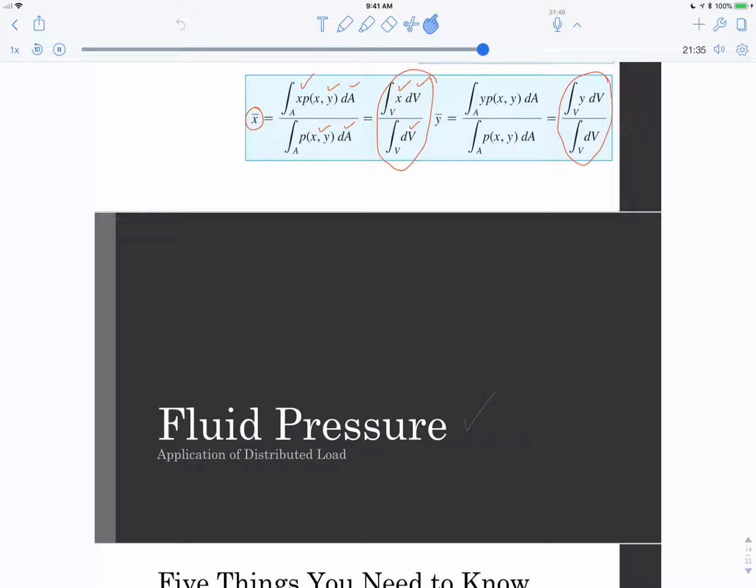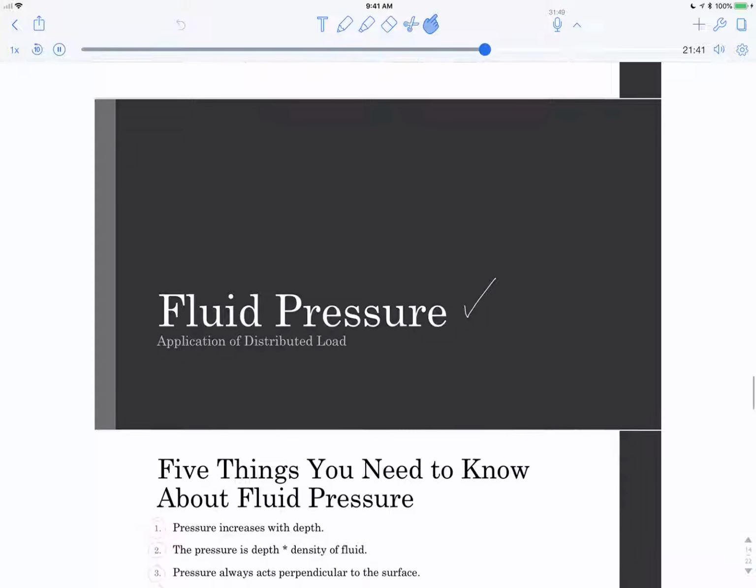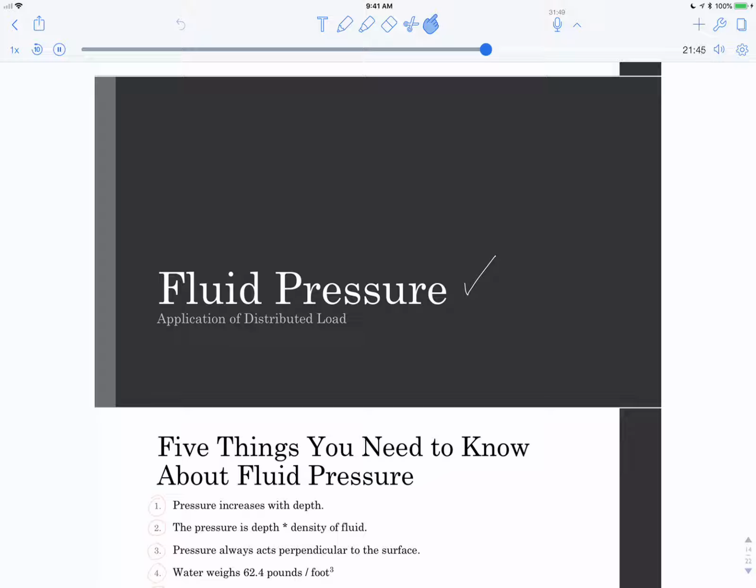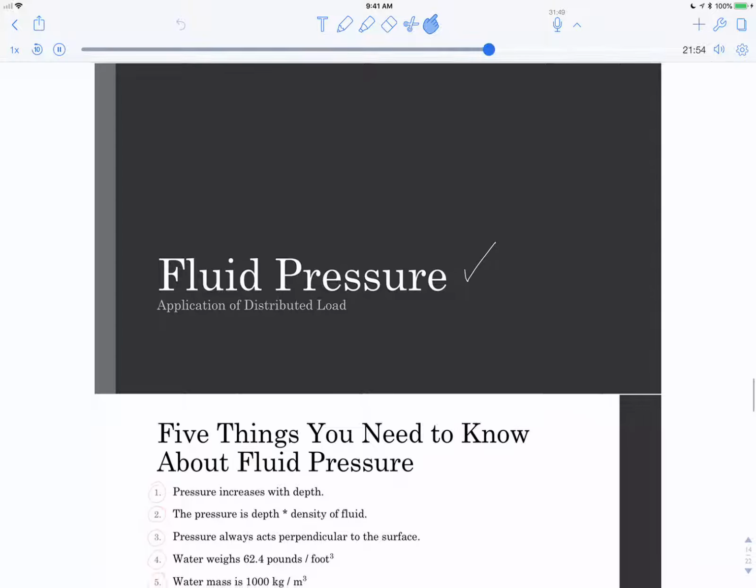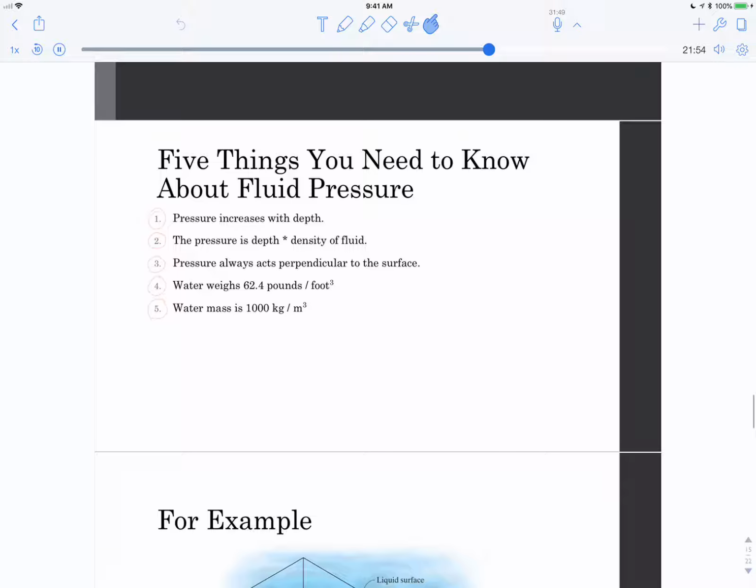So the constant times the area will be the volume. However, there is one application where the pressure is not constant, and it's fluid pressure. We do this a lot in civil engineering and mechanical engineering. You'll do this in Mechanics of Materials, ES 2410, but it'll be good to review it now. So here are 5 things you need to know about fluid pressure. 1, pressure increases with depth linearly. 2, the pressure is the depth times the density of the fluid.